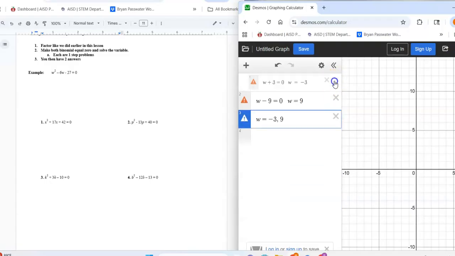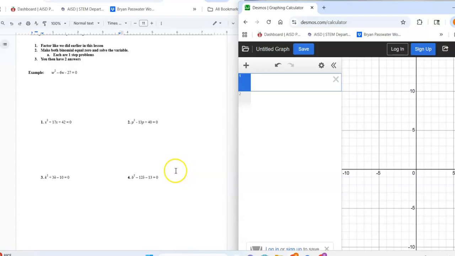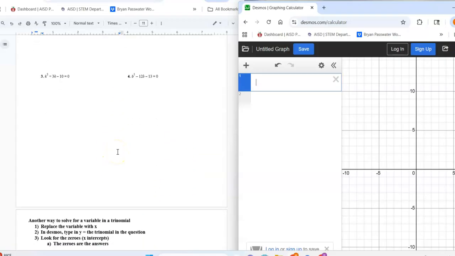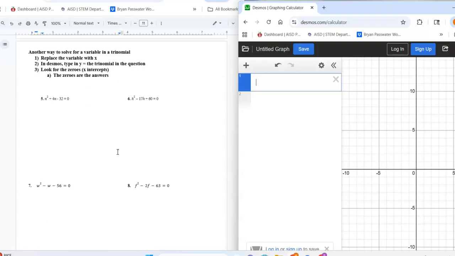Now, let's say what I just taught, you hate it. Oh my God, this is awful. I bet some of you are saying that in your head right now. Here's another way to do it. Another way to solve for a variable in a trinomial.